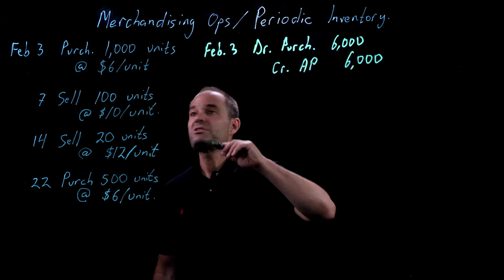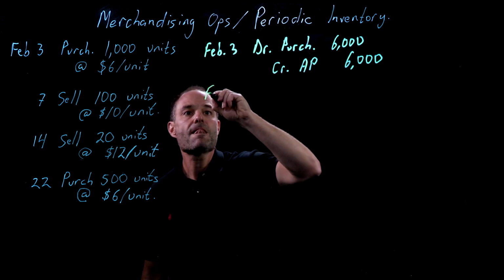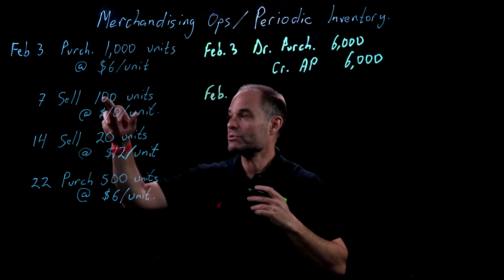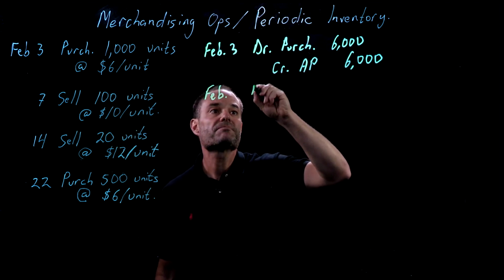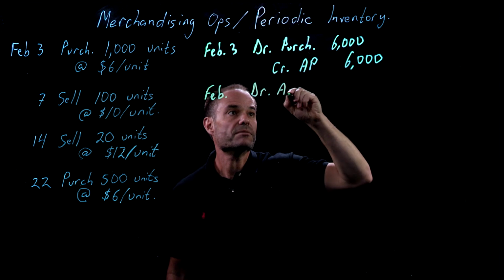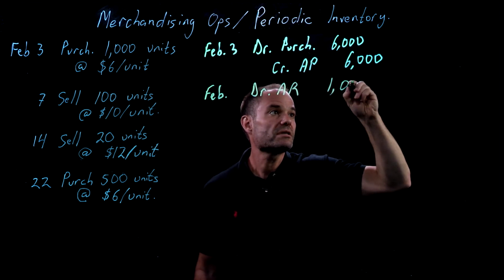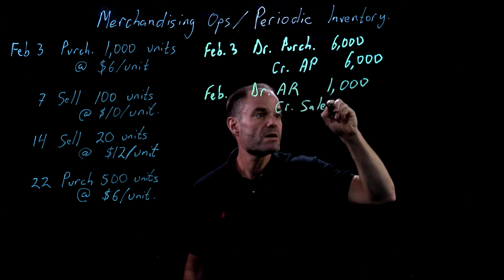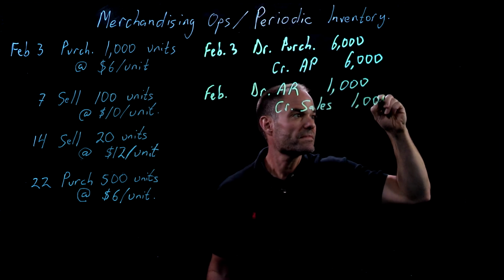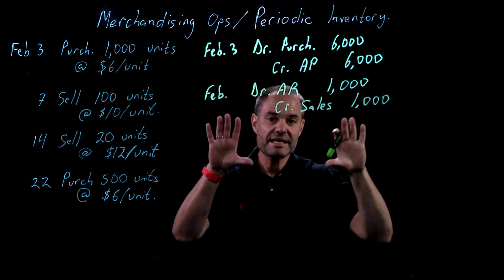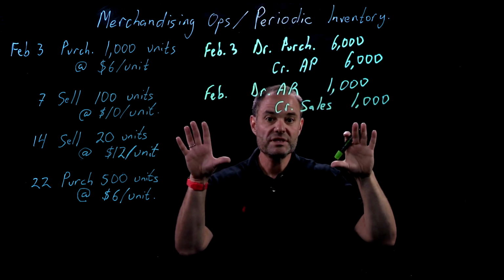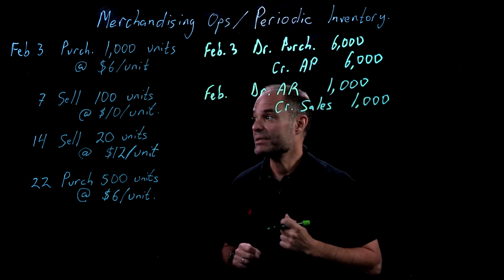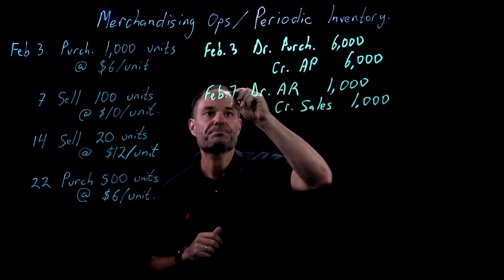Now when we sell our units on February 7th, we're going to have the exact same sales transaction. That part never changes, so it's 100 units at $10 a piece. So we're going to debit accounts receivable, $1,000, and credit sales, $1,000. And that's it. We don't do that second part of the transaction with cost of goods sold and inventory because, again, we're not updating the inventory account until the end of the period.